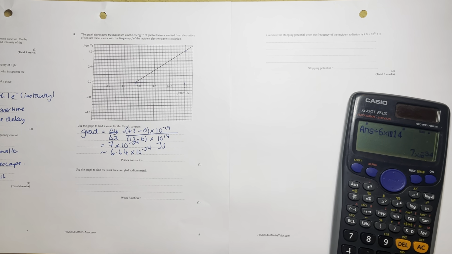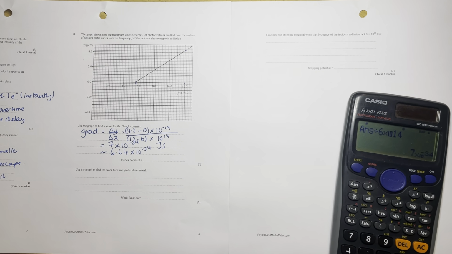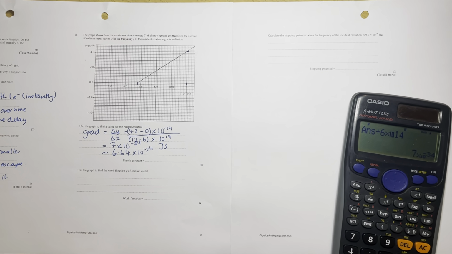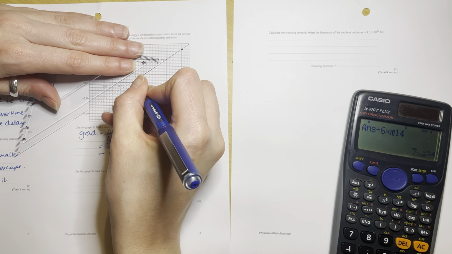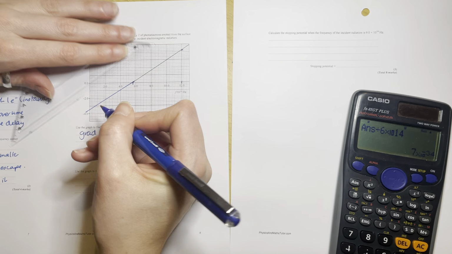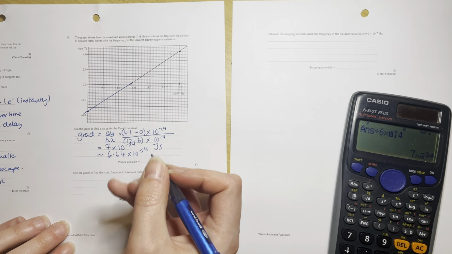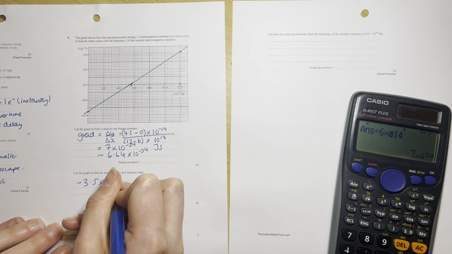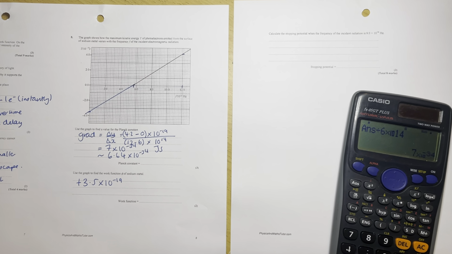Well, if we go back, phi is the negative y-intercept. So I would take my ruler, just desperately trying to find it. I would draw and I would extrapolate this line, which is why they've done this for, until it hits there. And I find that this is about minus 3.5 times 10 to the minus 19 joules, but it's minus that, so the work function is 3.5 times 10 to the minus 19 joules, and you get your answer there.